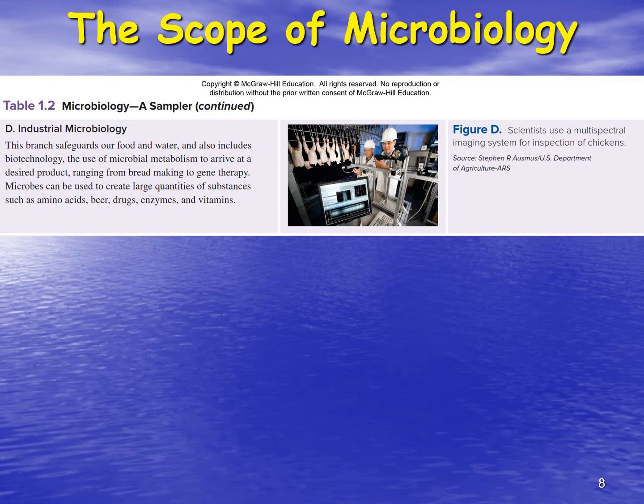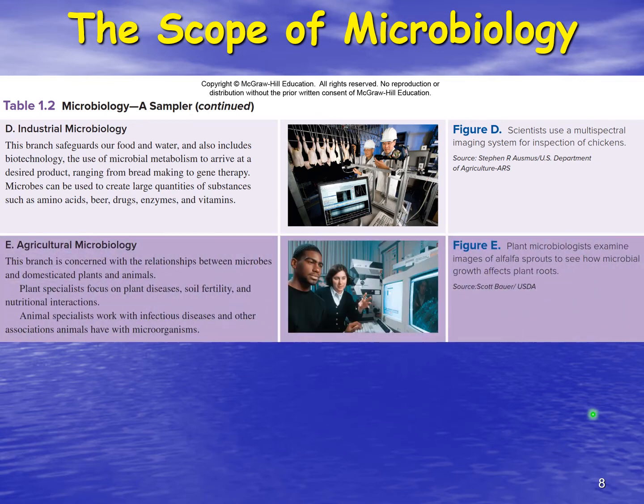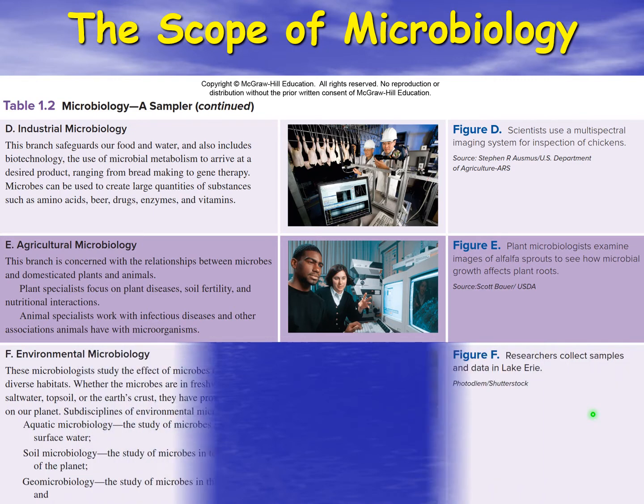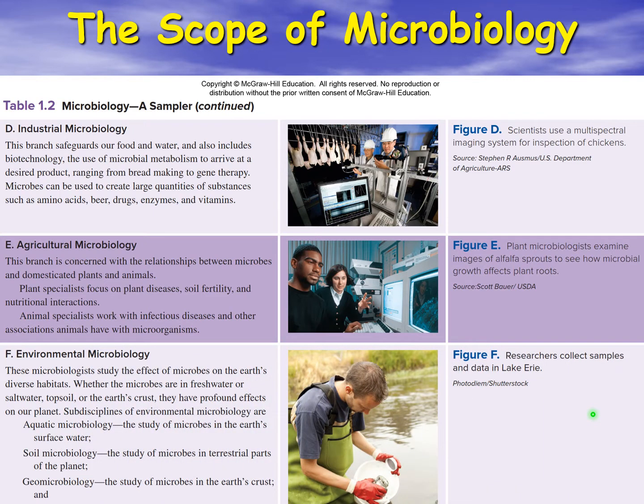Industrial microbiology, we're not going to spend a lot of time with, but certainly this branch safeguards our food and water. It also includes areas of biotechnology. And so we look at gene therapy and genetically modified organisms in the industrial microbiology area. Agricultural microbiology includes looking at relationships between microbes and the domesticated plants and animals. And environmental micro looks at how microbes interact with the environment. And this can include water, soil, and even looking at the generalized crust of the earth in all of these areas.